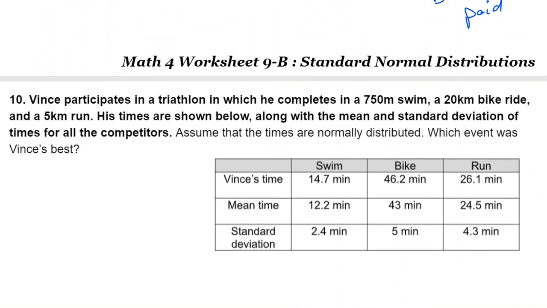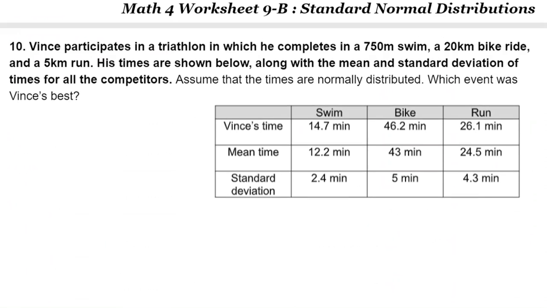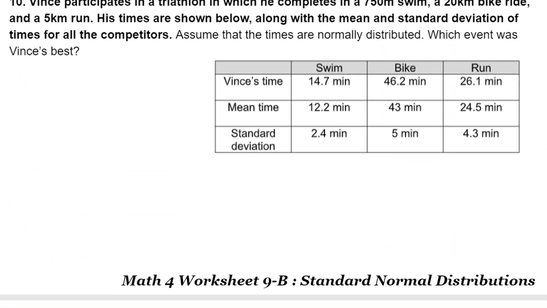Okay, coming down the home stretch, the last two problems. All right, so Vince is in this triathlon, and bottom line is that if we want to know what is his best event, we need to run a z-score on all three of these. So we'll start with the swim. That is going to be 14.7 minus 12.2 over 2.4.